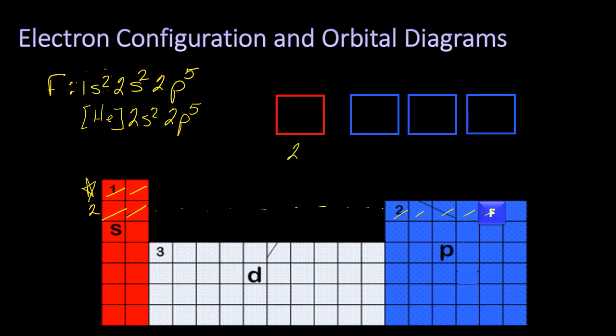How did you do on the boxes? Well, I'm going to do 2s here, 2p here, 1 up, 1 down. Now I have to put all 5 of these, so up, up, up, down, and down.